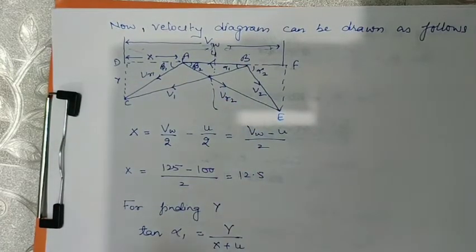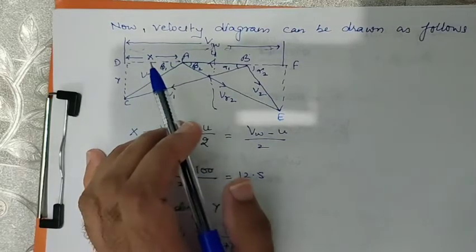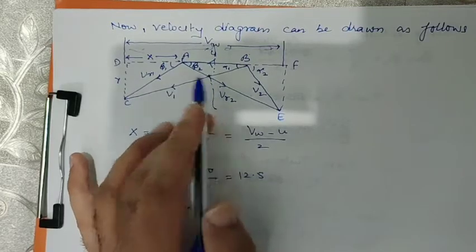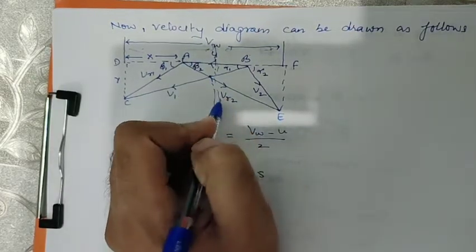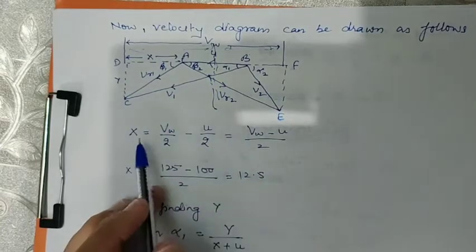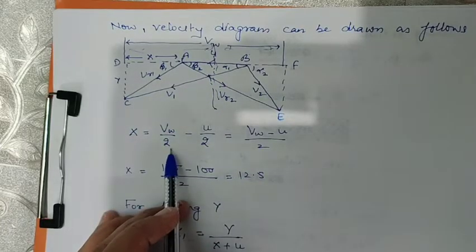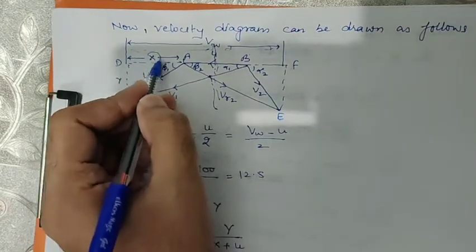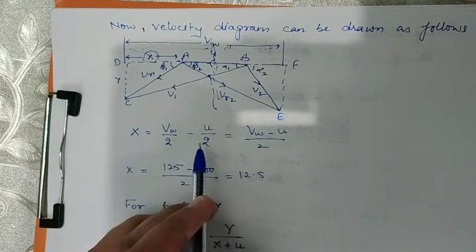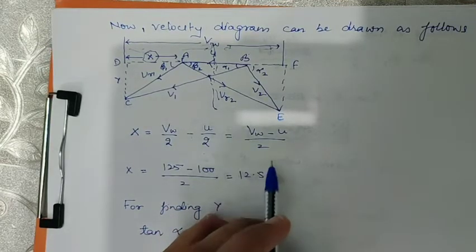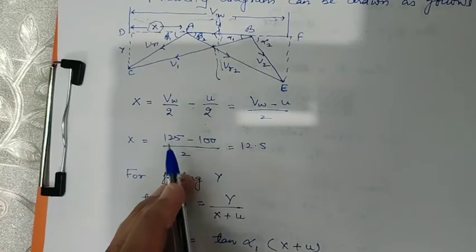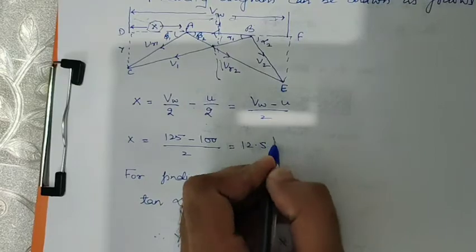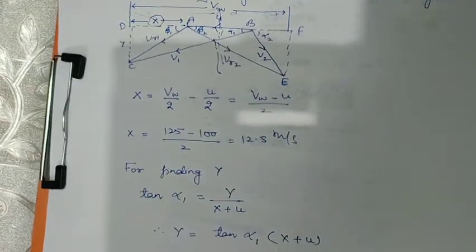So first of all we have to calculate this x. Now there is a symmetry from this axis. So x is equal to VW by 2 minus u by 2. So this is the value of this x. VW minus u divided by 2. VW is known to us, that is 125 minus 100 divided by 2, that is 12.5 meter per second. This is the value of x.